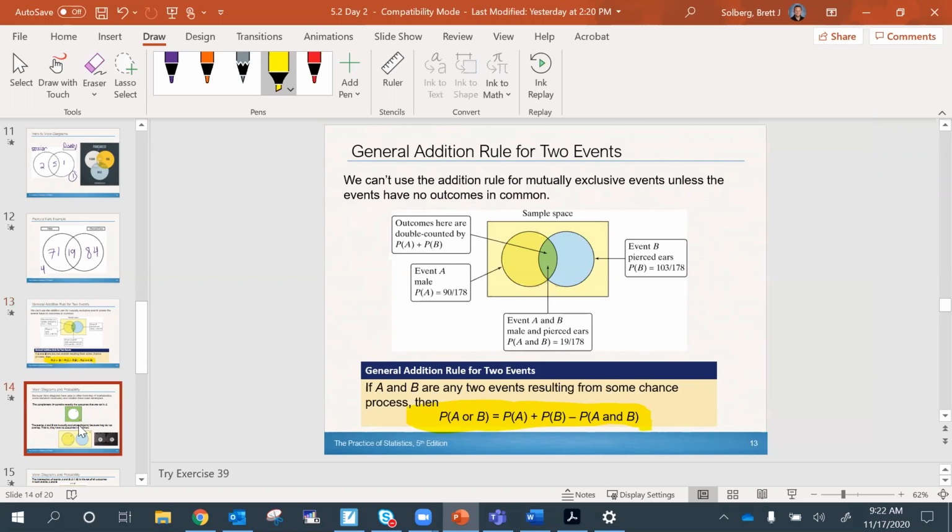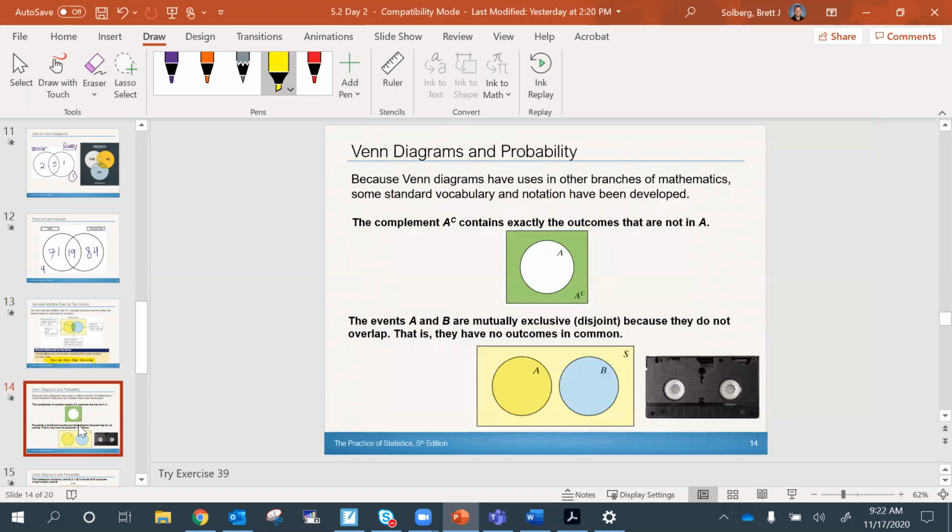All right. So now here are just a couple of things when we're working with Venn diagrams, okay? Because Venn diagrams have uses in other branches of mathematics, some standard vocabulary and notation has been developed. So we talked about the complement last time. And the complement was the opposite. So if the probability of me rolling a 2 is 1 out of 6, the probability of me rolling not a 2 is 1 minus 1 out of 6, which is 5 out of 6, right?